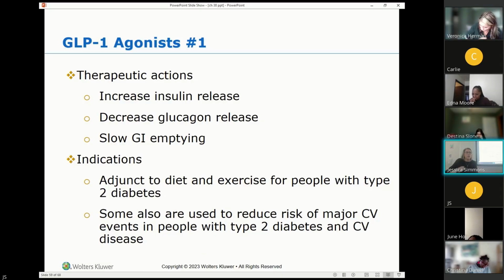So this is another medication that slows GI emptying. What is that putting our patients at risk for? Gastroparesis. This is in adjunct to diet and exercise for people with type 2 diabetes. Some are also used to reduce the risk of major cardiovascular events in people with type 2 diabetes and cardiovascular disease. And we also know that this is very popular right now for weight loss.